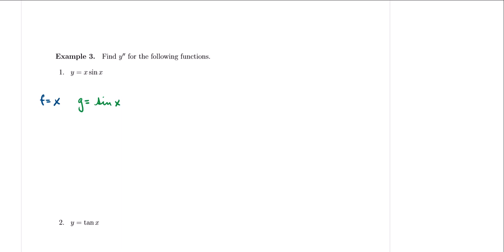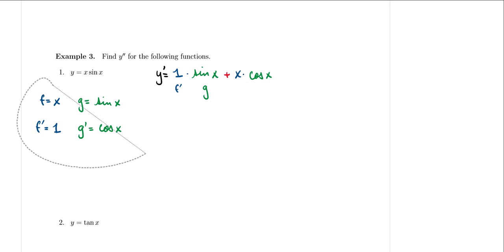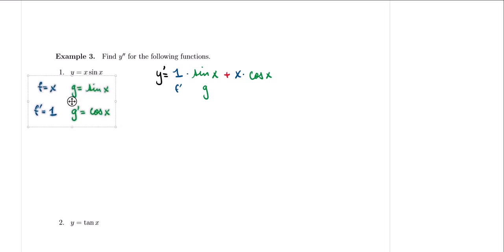Okay, so what are the respective derivatives? Well, f prime is just going to be a 1, and my g prime function is just going to be a cosine of x. All right, so putting all the pieces together into our product rule, then we're going to get here y prime is equal to 1 times the sine of x plus x times the cosine of x. So this is our first derivative, but now we're looking for the second derivative.